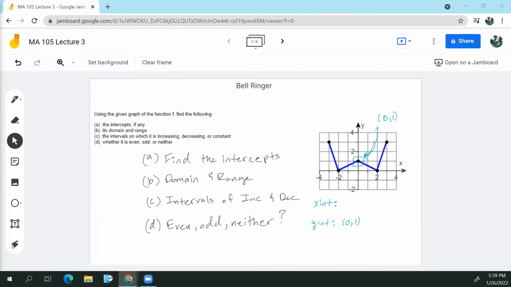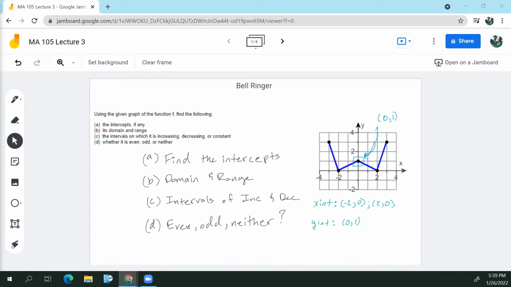Yes. Absolutely correct. -2, 0, and 2, 0. These are the places where our function actually hits the x-axis. And that's my definition of what an x-intercept is. All right, let's talk about the domain and range.